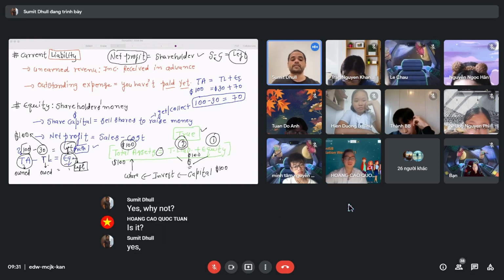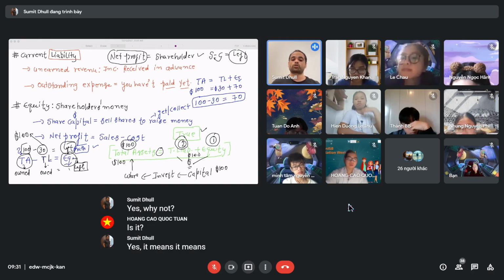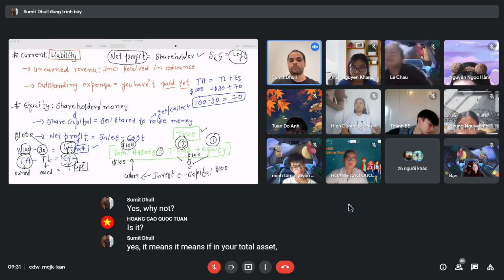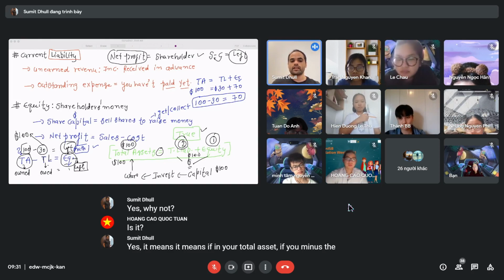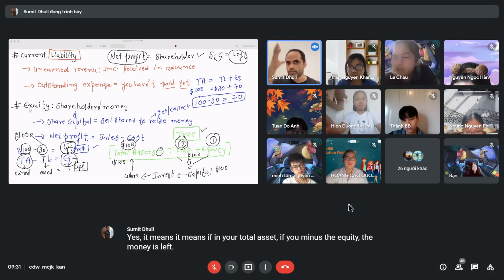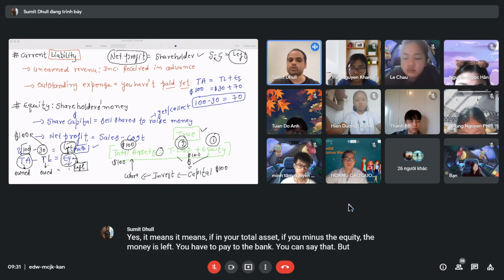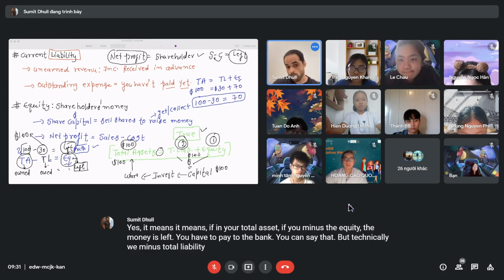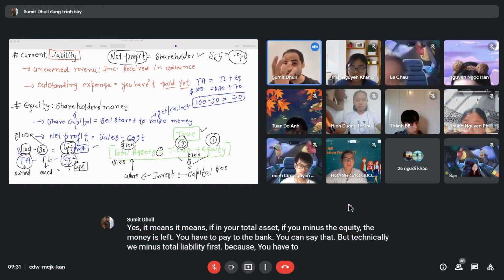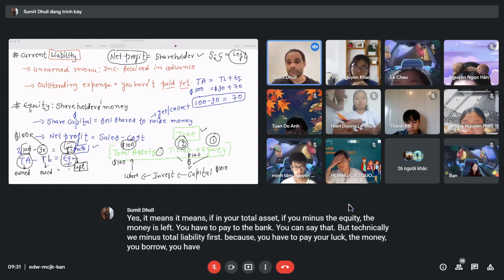Yes, it means if in your total assets you minus the equity, the money left is what you have to pay to the bank. You can say that. But technically, we minus total liability first, because you have to pay the money you borrow, you have to return that money first.